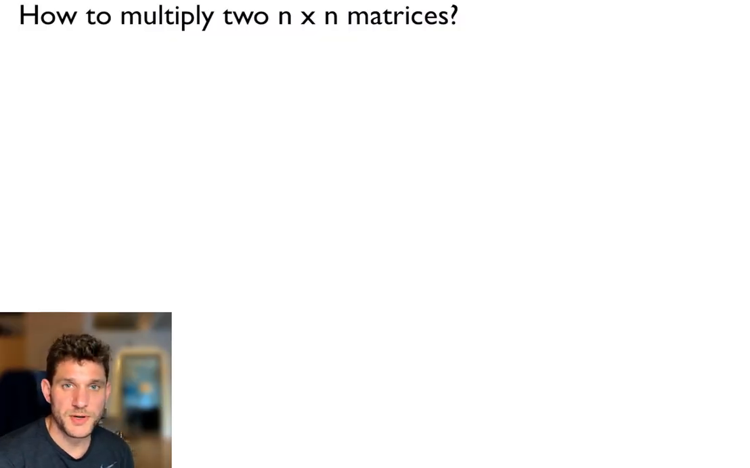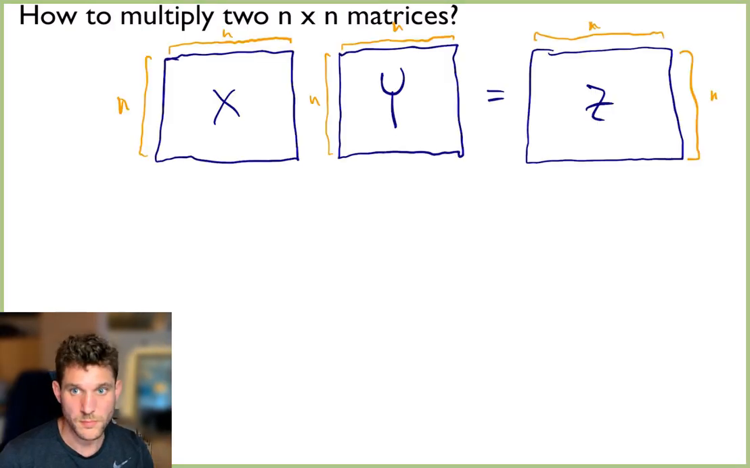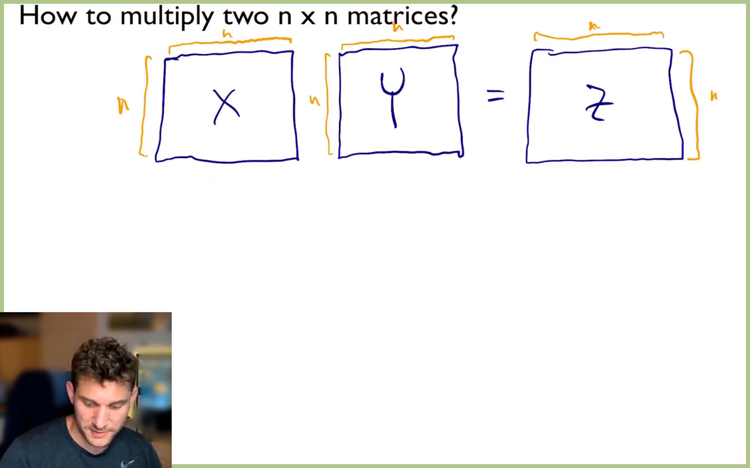Okay, so now we're going to think about how to multiply two n by n matrices and what the standard algorithm is for doing that. So here we have these two n by n matrices, x and y. They're both n by n matrices, and we're going to multiply them together to get z, which is also going to be an n by n matrix.